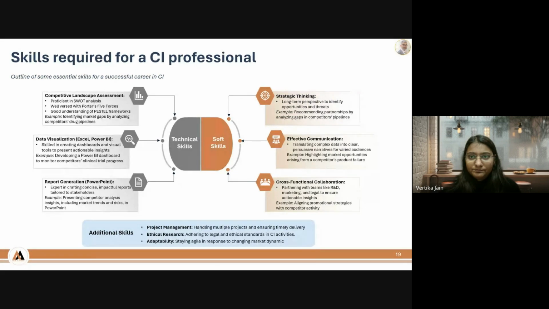And additional skills, I would say, project management, which ties in with report generation and effective communication, discussing with your team members and collaborating with your client. And I think these are the technical skills. We'll answer some more in the Q&A, but I think this is a good snapshot of what is required to be a CI professional. Next slide.